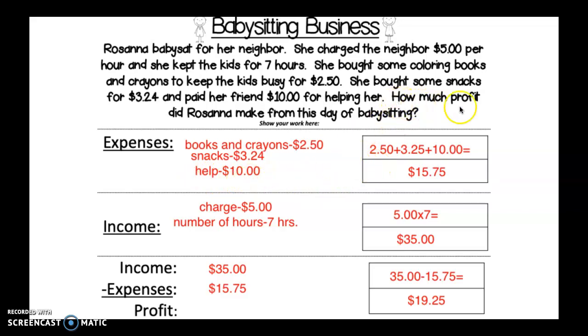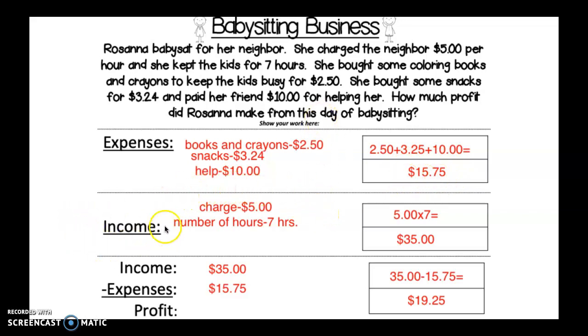So the question they're asking is how much profit did she make? So in order to figure that out, I put here, first you need to add up your expenses. So we know she had $2.50, $3.24, and $10. So I'm adding those up and you get $15.75. So this is her total expenses that she paid out in order to do her babysitting job.